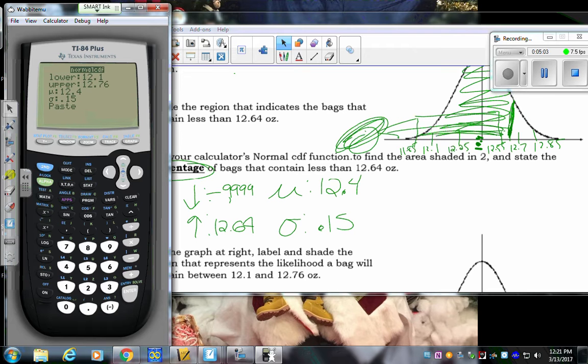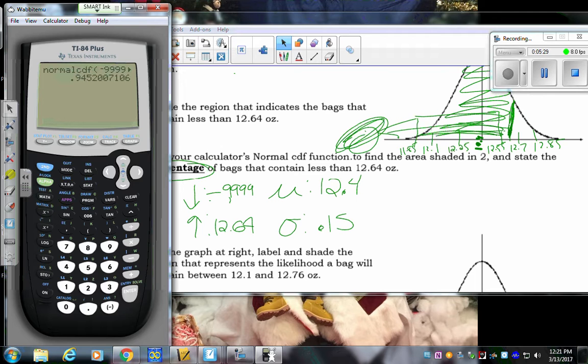And we're just going to type in those values that we just stated. Okay, our lower boundary was negative 9,999. Our upper boundary was 12.64, and I've been using this calculator to do a couple problems so you can see my mean and standard deviation actually were already in there. Usually it saves them for you. So if you have a few questions on the same information, you don't always have to retype that. So go ahead and paste, and then hit enter again on the home screen.